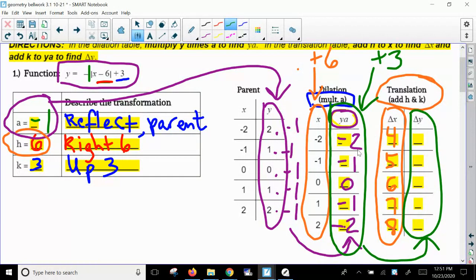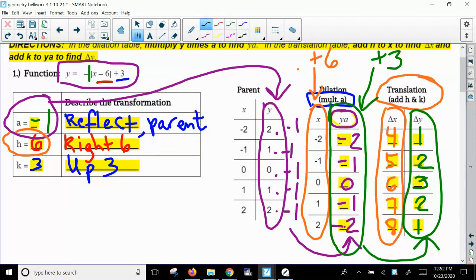So starting with -2 plus 3 is 1. -1 plus 3 is 2. 0 plus 3 is 3. Back to -1 plus 3 is 2. And -2 plus 3 is 1. So this is number 1. So here's the table. Okay?